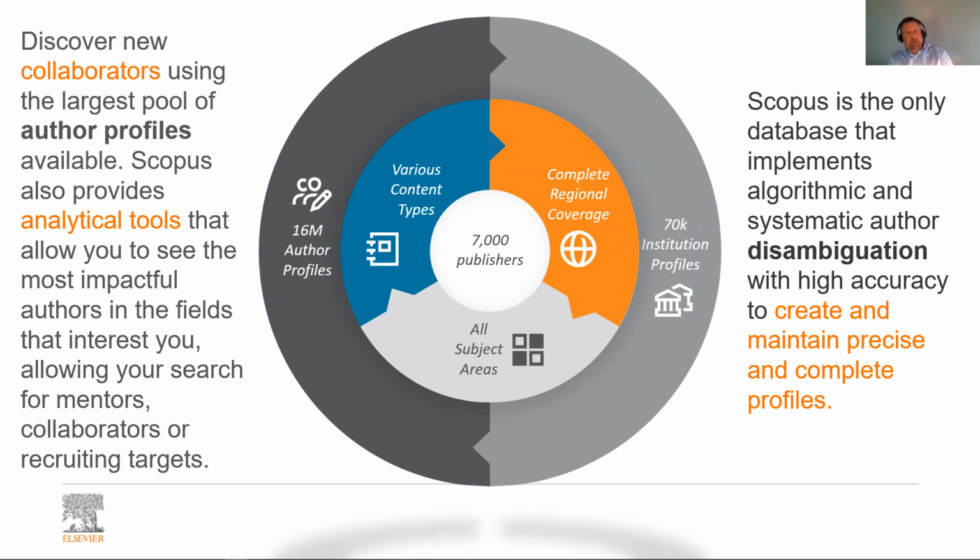In addition to being able to discover collaborators and leverage analytical tools from the larger author profile tool available, it really allows your faculty to search for mentors, collaborators, and potentially even recruiting targets can be identified. Scopus has the most accurate and precise author and institution profiles, period.